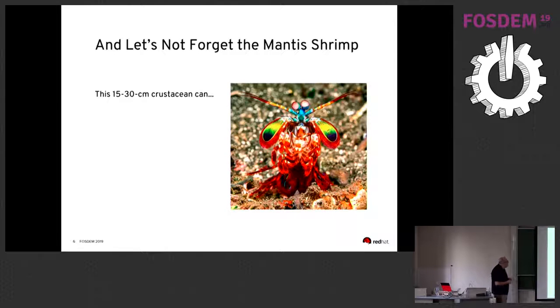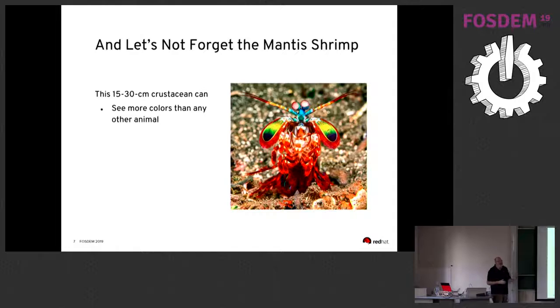This one over here is another one, and some of you may be familiar with this. Let us not forget the mantis shrimp. Now this is a pretty big crustacean, about yay big, and unlike humans and most mammals, it can see more colors than any other animal. We have about three types of rods and cones in our eyes. They have 16. And because of that, they can see colors that no other animal can see on the planet.